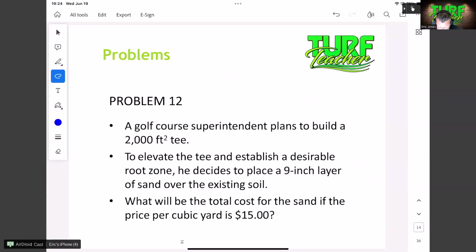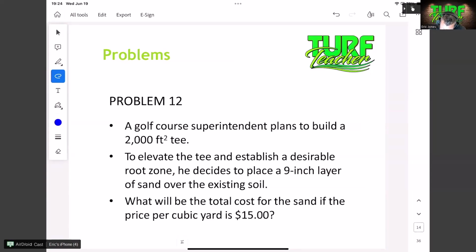Problem number 12. A golf course superintendent plans to build a 2,000 square foot tee. To elevate the tee and establish a desirable root zone, he decides to place a 9-inch layer of sand over existing soil. What will be the total cost of the sand if the price per cubic yard is $15?